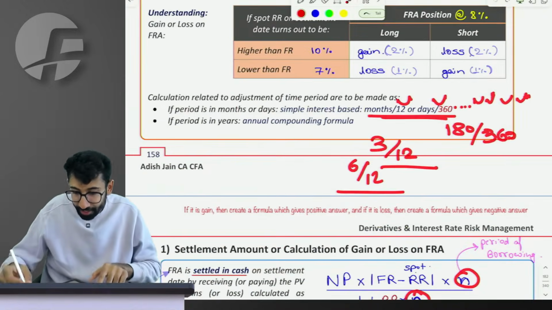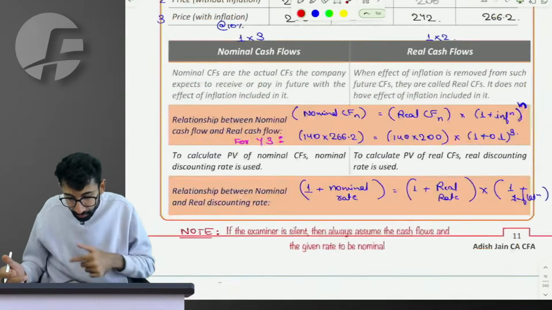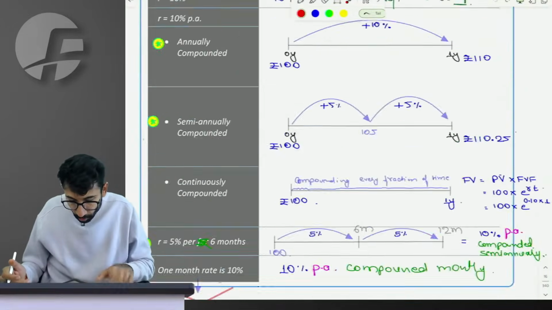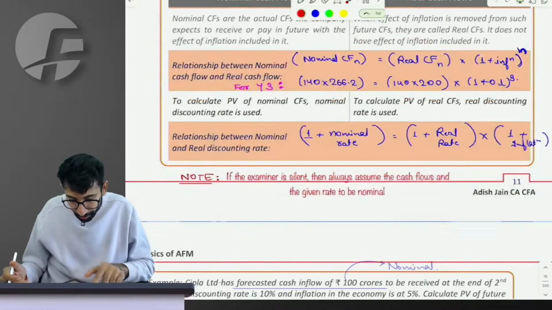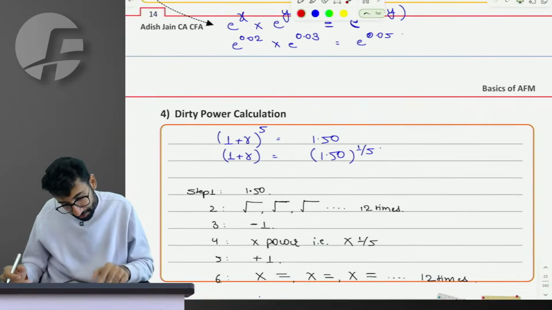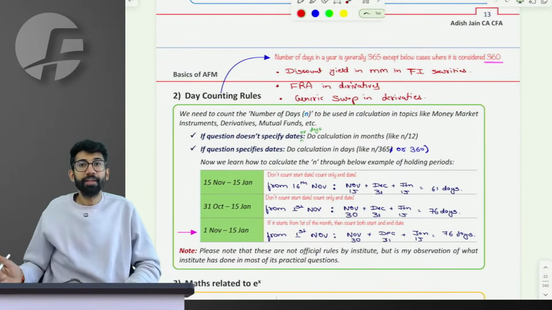In the basics, you will see the day counting rules. Let me show it to you once. In the basics of AFM, in the notes' initial pages, I'll show you the day counting rules. Really easy. I've already taught it to you in derivatives, but you might not have seen that derivative video, which is why I'll have to explain it again.